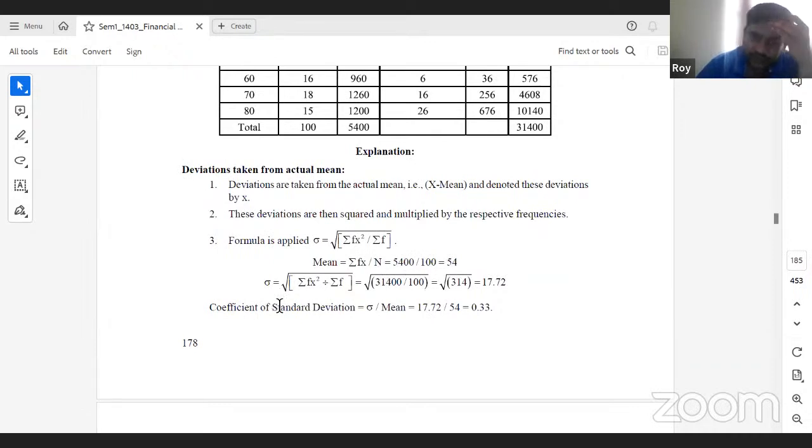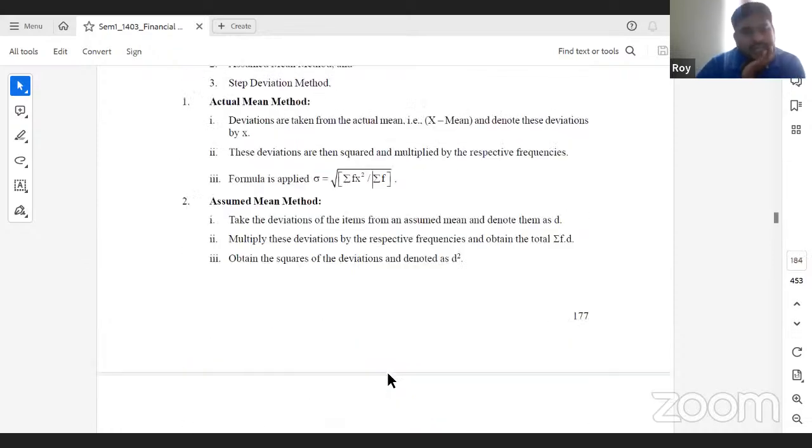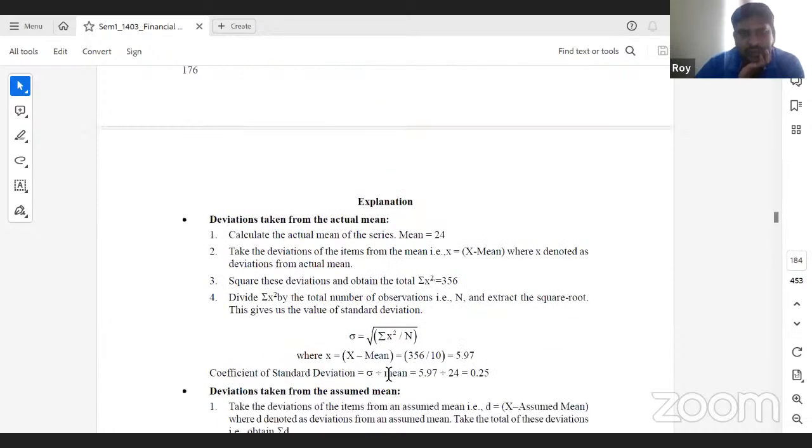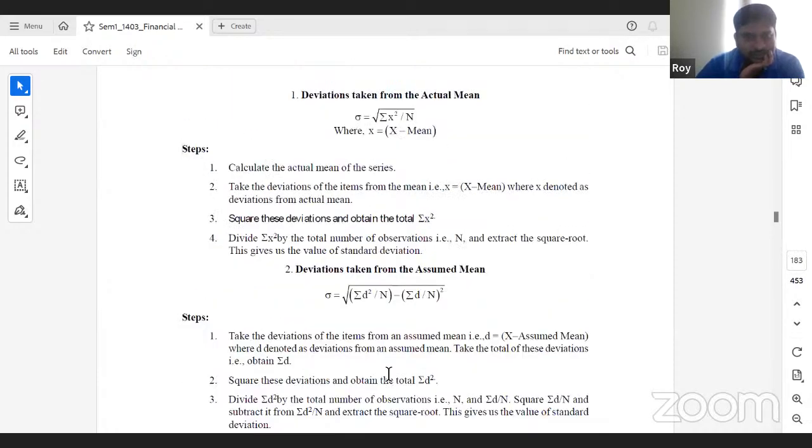Then the sigma is anyway, standard deviation is equal to root of this. Now tell me the formula of standard deviation for the normal thing. Leave aside some advanced thing.